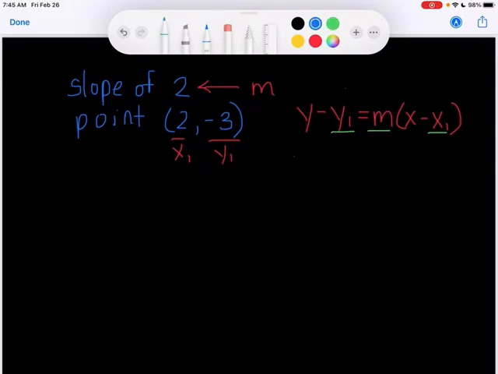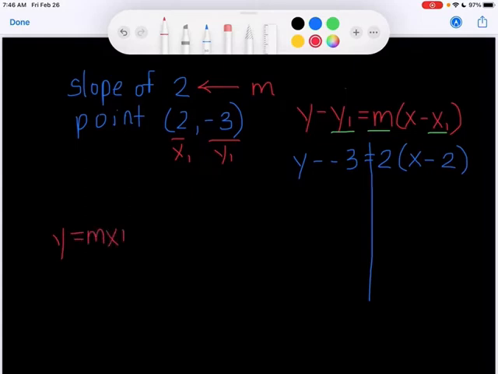So we're going to get y minus, well, y sub 1 is -3, so y minus -3 equals m is 2, parentheses, x minus x sub 1 is 2. So I'm putting a 2 there. I'm going to draw a vertical line here. We need our final answer to be in slope-intercept form, so we need to simplify and then get y by itself. Again, we want our final answer to be in this form, y equals mx plus b.